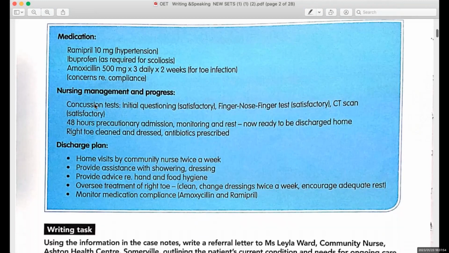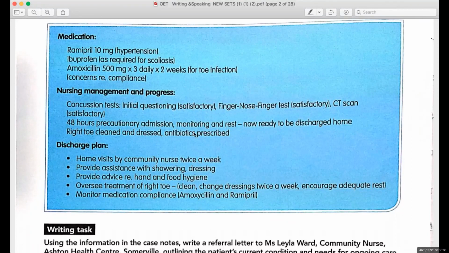Now, then we have nursing management and progress. Whilst she was hospitalized for 2 days, there were certain interventions that we did from our part as a nurse. That's going to be this nursing management and progress. So what we did here: concussion tests, initial questioning, satisfactory. Finger nose finger test, satisfactory. CT scan, satisfactory. 48 hours precautionary admission, monitoring and rest. Now ready to be discharged home.